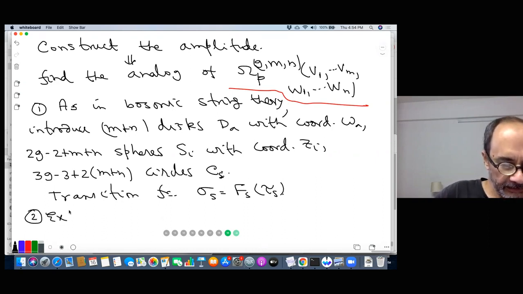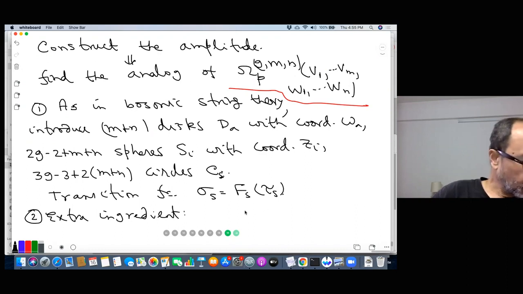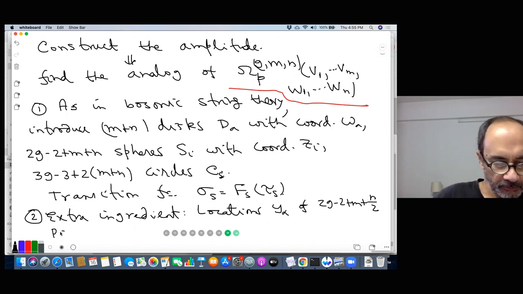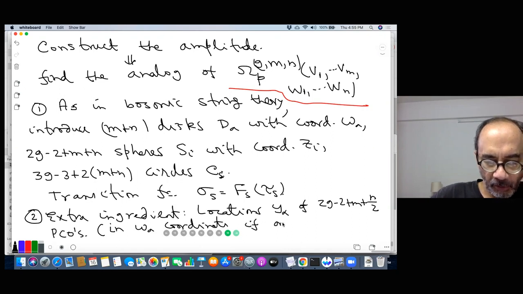Okay. The extra ingredient: we have to specify locations y alpha of (2g minus 2 plus m plus n) by 2 PCOs. Okay. These could be either on the disks or on the spheres. But we will use the convention that we take this to be in the w_A coordinate if on D_A, and in the z_I coordinate if on S_I.